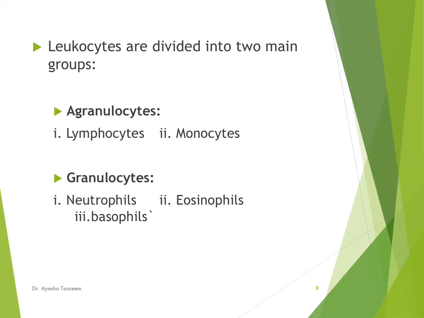We have two major types of leukocytes, white blood cells. One are the agranulocytes that do not contain any kind of granules in them. First is the lymphocytes, second are the monocytes. The other group is the granulocytes that contain granules. They are the neutrophils, eosinophils, and the basophils.